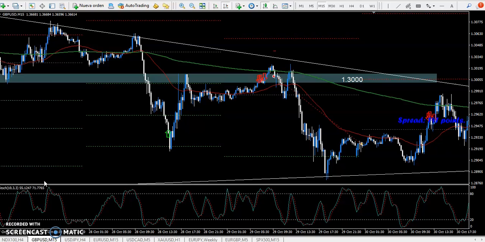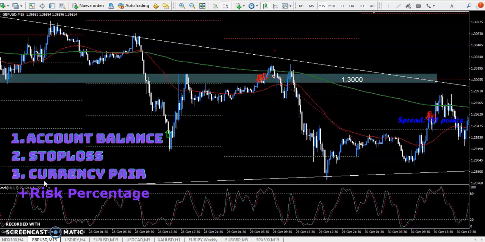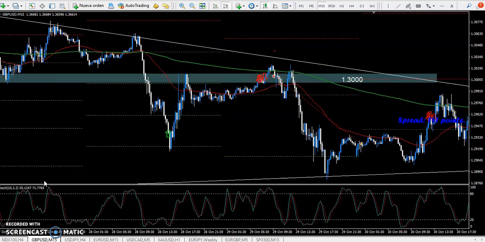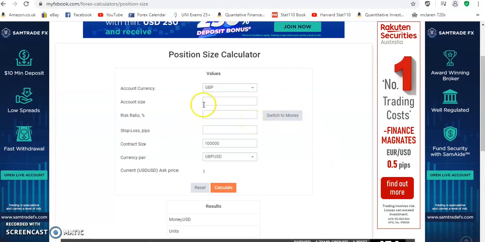So we get a lot of people asking us what lot size we use and what lot size they should use. This is really going to depend on three factors: your account balance, the pair that you're trading, and your stop loss size. There are lots of different tools online that you can use for calculating your position size, but in this video I'm just going to show you two. The first one is my Fxbox position size calculator. And again, it's going to be using three things: your account size, your risk ratio or your risk percentage, and then your stop loss size.